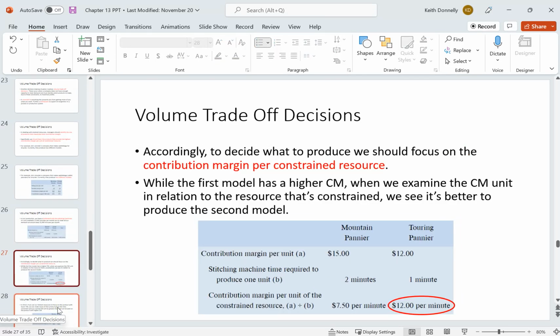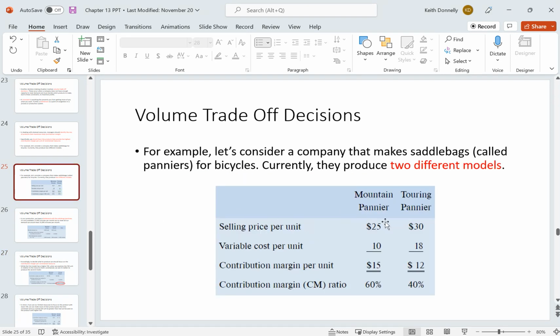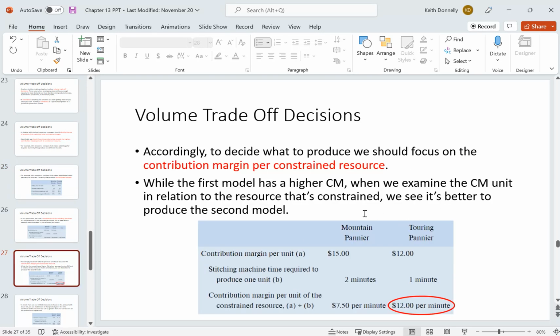So to decide which one should we focus on, how should we do this? Well, what we have to do here is look at the contribution margin per constrained resource. While the first model, if we look at this one over here, has a higher contribution margin, maybe you initially look at it and say, pick that one, you have a bigger contribution margin. When we actually examine the contribution margin in relation to the resource that's constrained, we see that it's actually better to pick the second model.